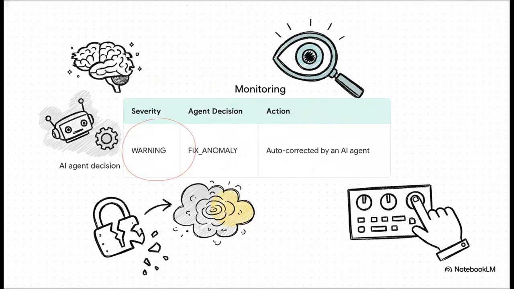But the system isn't perfect, and that's just as important to understand. In this case, it found an anomaly it called a warning, but instead of flagging it, it decided to autocorrect it. Now, in a lot of situations, a warning level event is something a human would definitely want to keep an eye on, not just erase. This really shows why human oversight is still absolutely essential.